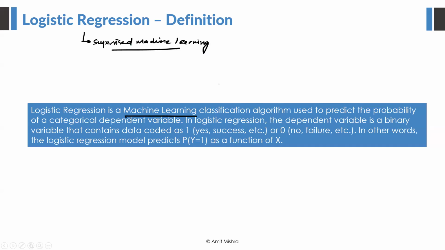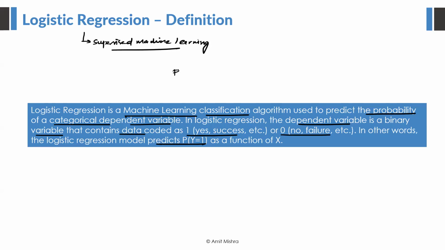So we have this supervised machine learning algorithm, a classification algorithm, which is used to predict the probability responses, the probability of a categorical dependent variable. In logistic regression, the dependent variable is a binary variable that contains data where the label is represented as 1, which is represented as yes or success. Further, we have 0, which is represented as no or failure. In other words, the logistic regression model basically predicts the success, which is represented as a function of x.